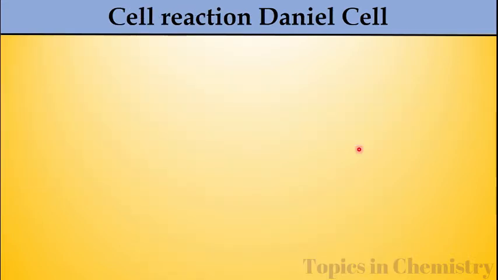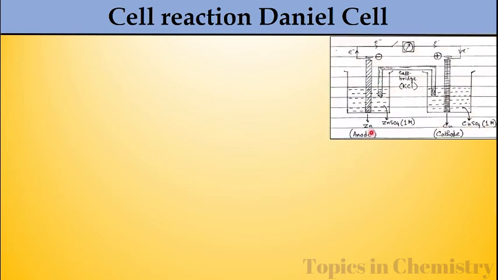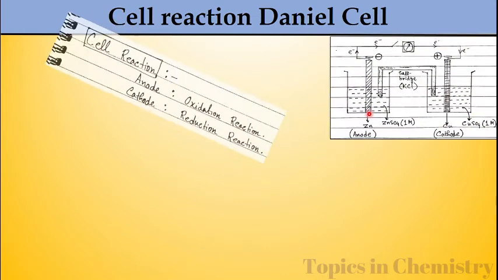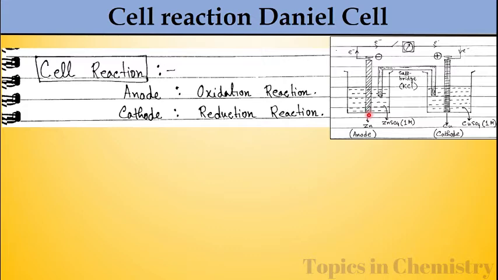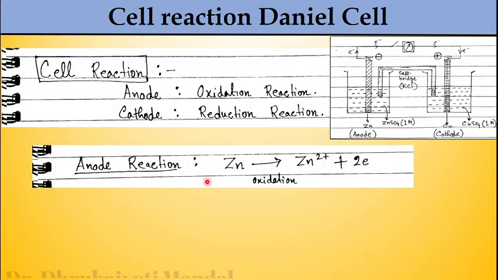Now you have to know what the cell reactions in the Daniell cell are. So in the cell reaction, as you see, there are two electrodes. One is anode, another one is cathode. Remember, anode means oxidation reaction happens. The definition of anode electrode is that where oxidation takes place is called anode, and where reduction takes place is called cathode. Now you have to write what the anode reaction and the cathode reaction are.